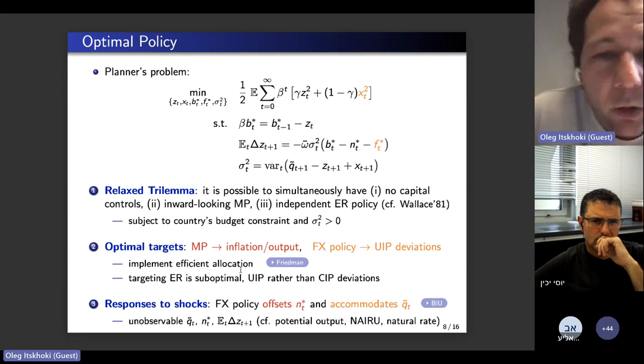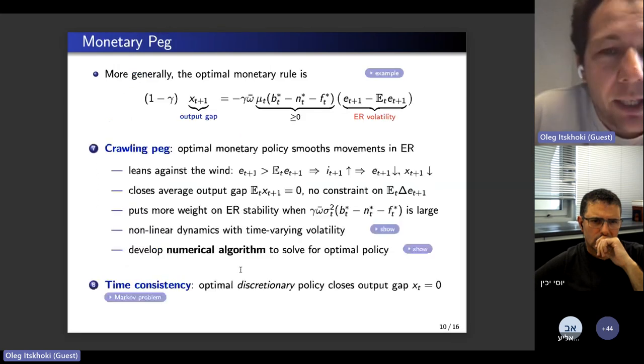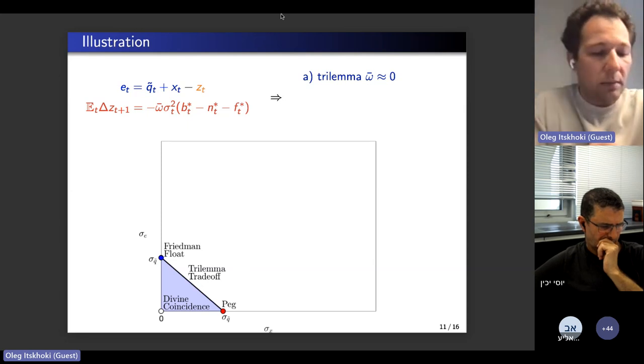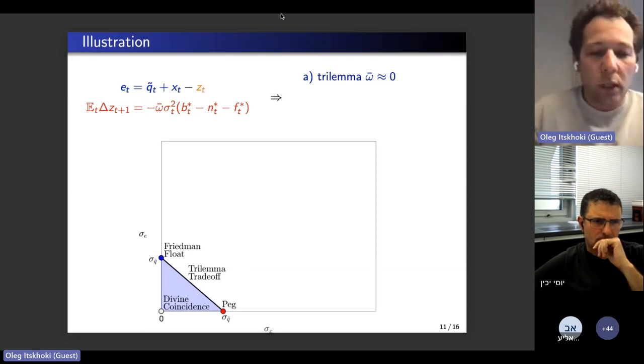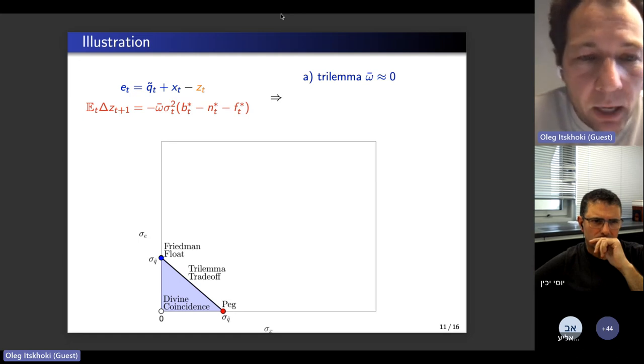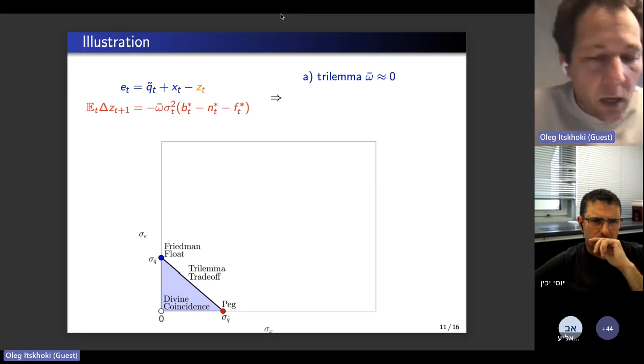And this is what I want to show you in the picture. So let me show you the picture first, and this will summarize a lot of the results. Since I'm running out of time, I think that's the best way to do it. So let me see if you had questions, and then I'll show you what happens in the model, in the picture.